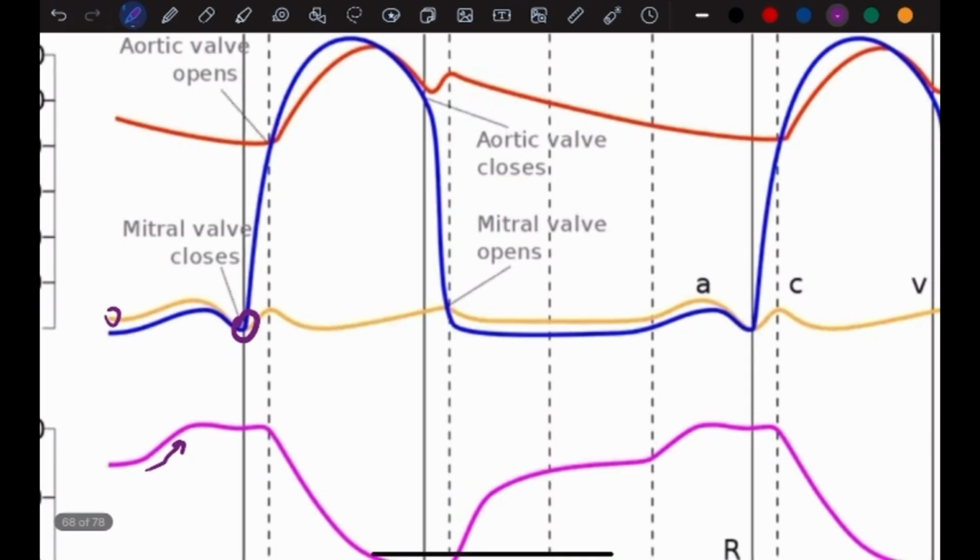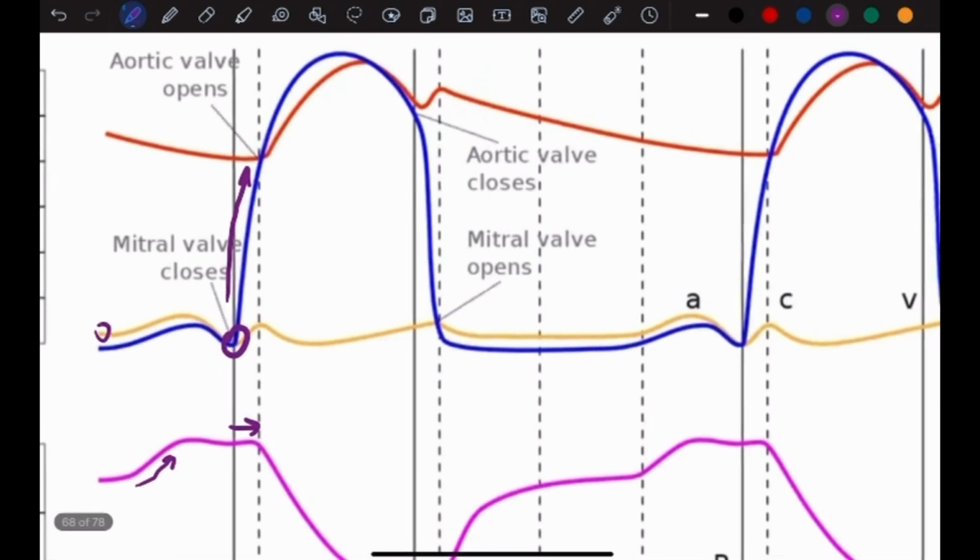Until this dotted line, you can see here, the pressure in the ventricle is rising, right? Pressure in the ventricle is rising, but you can also see there's no change in the volume. Those are your isovolumetric contractions. Cool. Let's keep on going across.